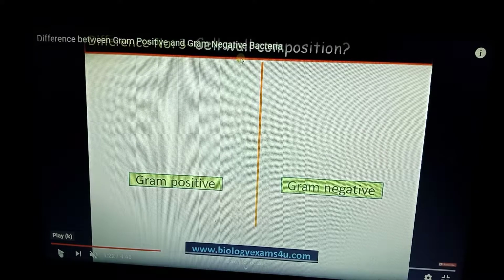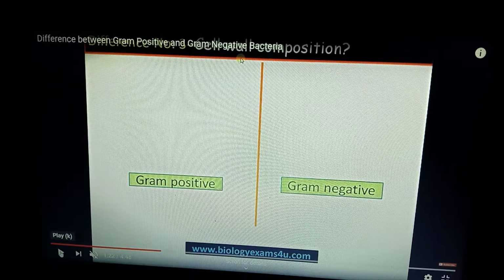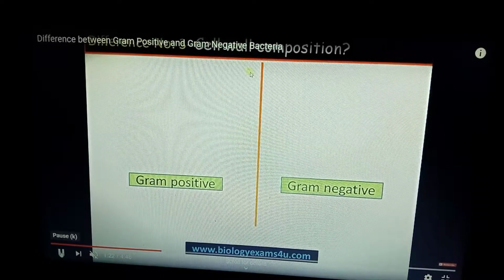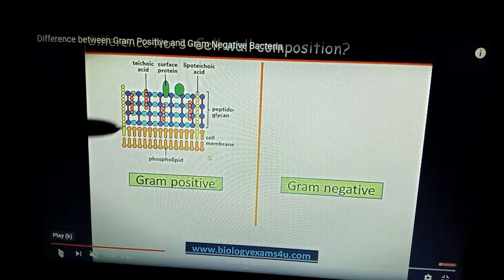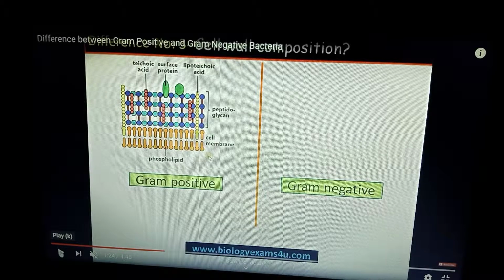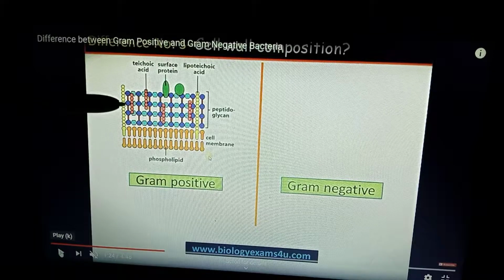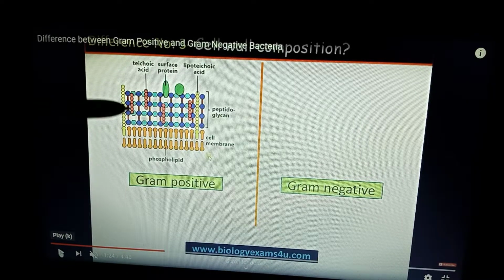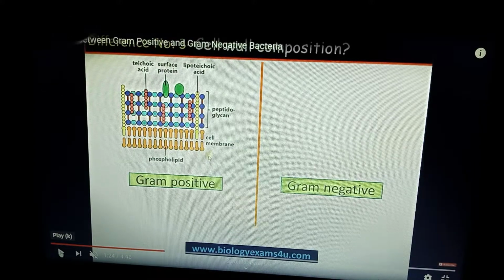In the case of gram-positive bacteria, the cell wall composition, the peptidoglycan wall, is very thick. Look at the image. The characteristic of a gram-positive cell: this is the cell membrane, and this is the peptidoglycan, which is obviously very thick. In gram-positive bacteria, teichoic acid is present.